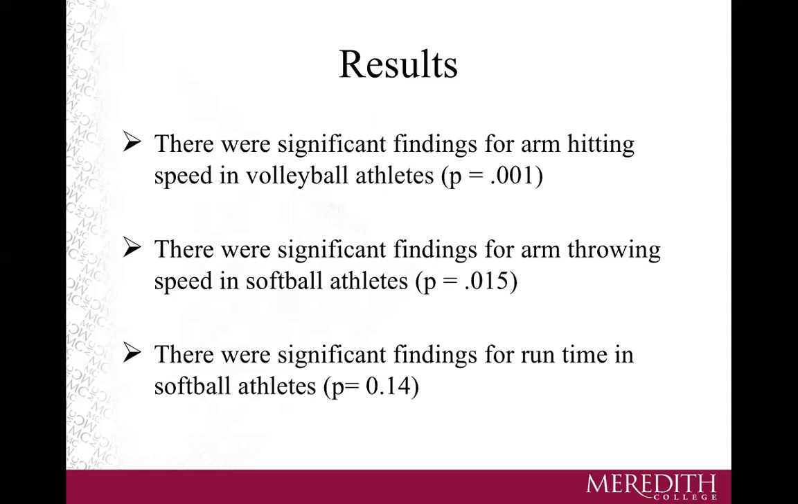Continuing with results, there were significant findings for arm hitting speed in volleyball athletes, with a p-value of 0.001. There were also significant findings for arm throwing speed in softball athletes, with a p-value of 0.015. And there were significant findings for runtime in softball athletes with a p-value of 0.14.